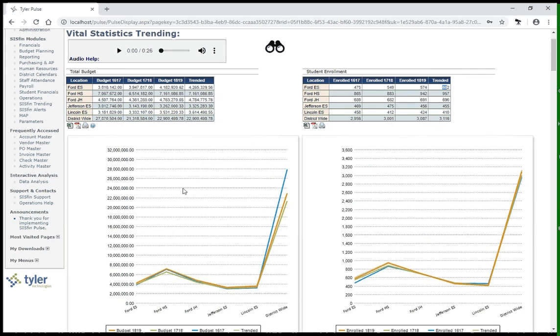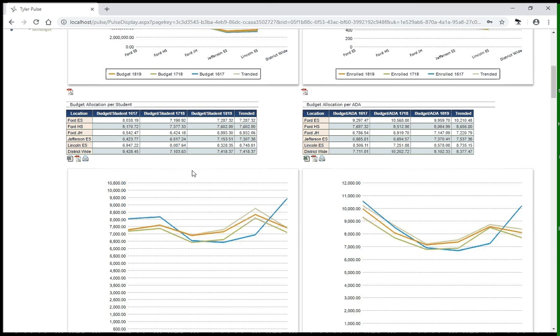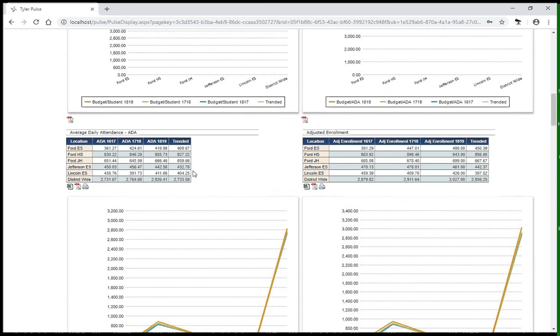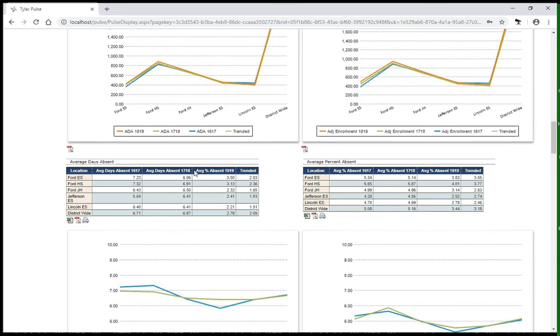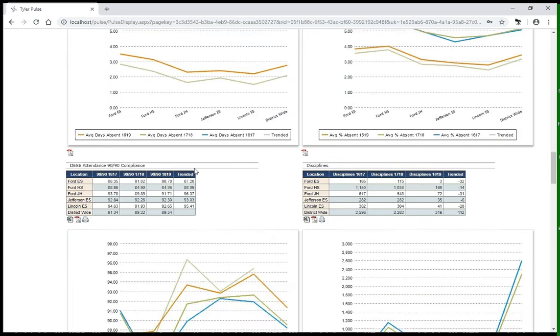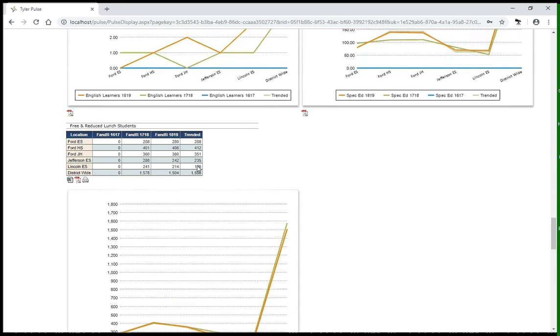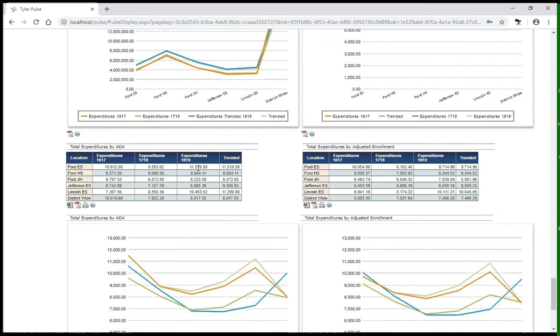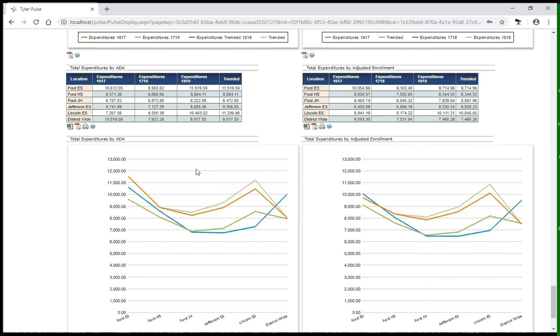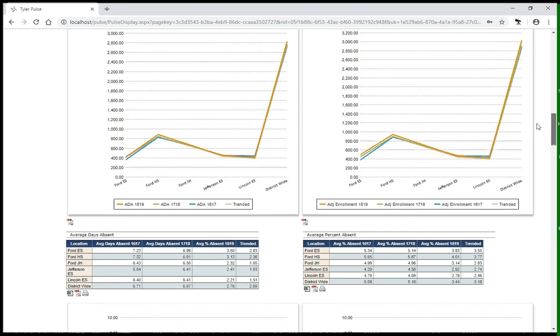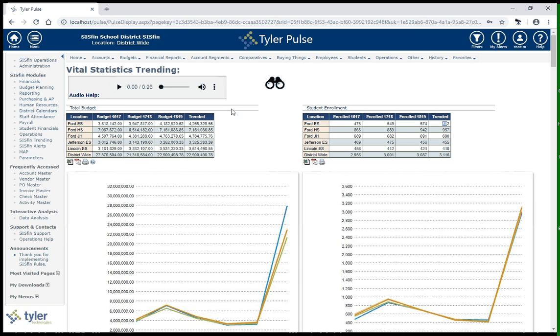It does this in a lot of areas in terms of budget, enrollment, budget allocation per student, ADA, ADA itself, adjusted enrollment, average days absent. As you scroll through here, you're going to see many, many different areas where it's giving you this kind of data for you to use. So hopefully that'll be helpful at some time, but it is not intended to be a screen that's used daily. It's just a screen that's used when it's appropriate.